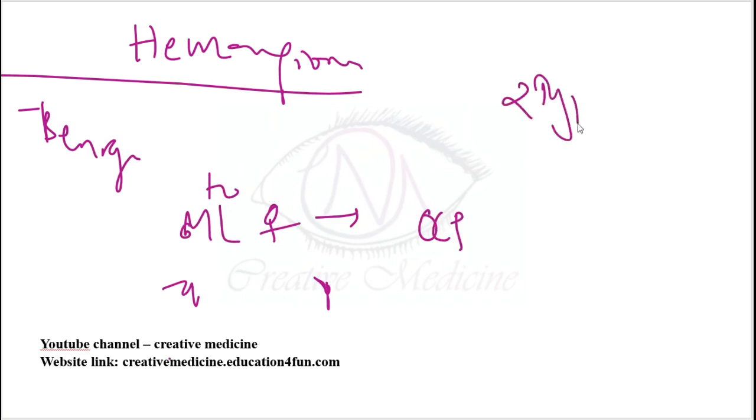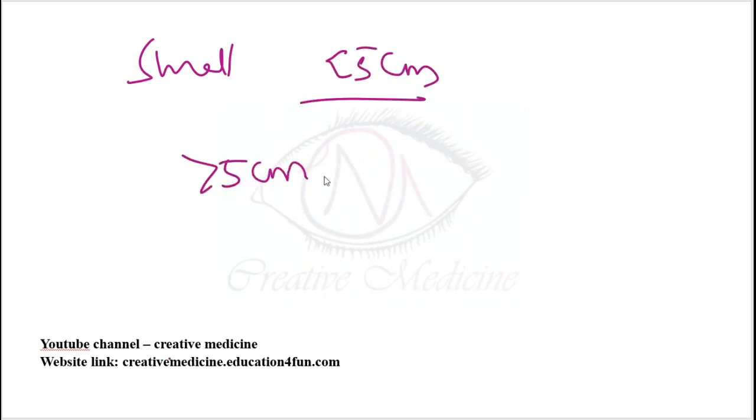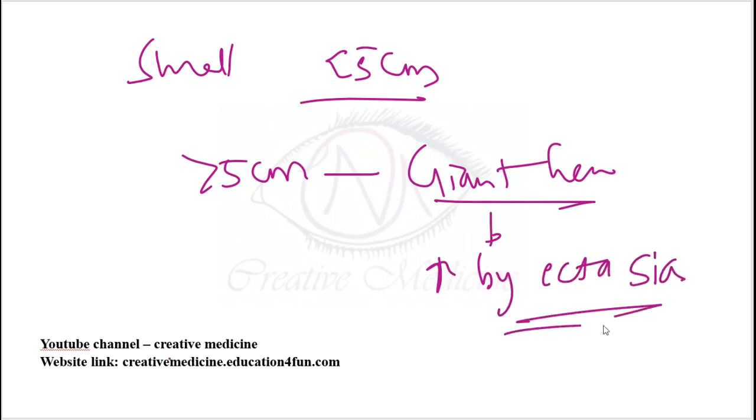It is of two types. We have capillary hemangioma and cavernous hemangioma. It is usually small, less than 5 centimeters in size. If it is more than 5 centimeters in size, it is called a giant hemangioma. And this hemangioma increases in size by ectasia, not by neoplasia like other tumors. It increases in size by dilatation of the vessels.